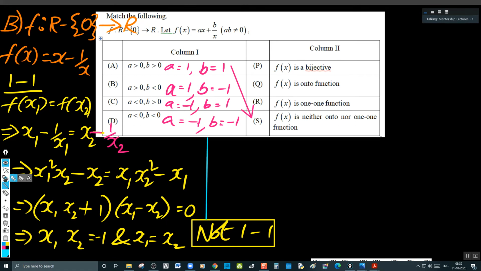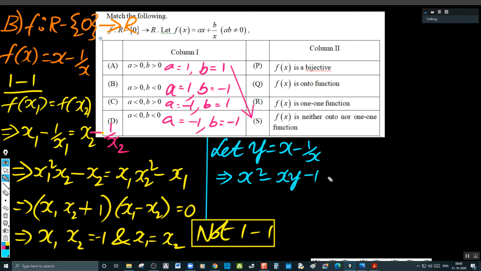Onto function only is exclusive working, because for a function generally we start from the domain, but for the onto function you have to start from the codomain. So let y is equal to x minus 1 by x. Then what happens? x square minus xy minus 1 is equal to 0.